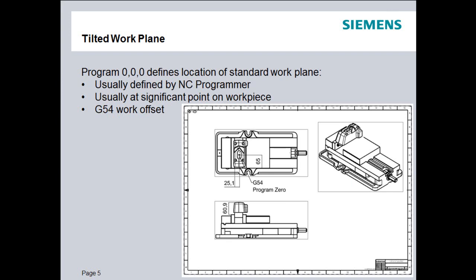The work plane can be defined as a location on the part. Typically we do this by setting up a program 000. Sometimes people will call that a work offset or a G54-0. Usually that's defined by the NC programmer where that location is, and then the setup person at the machine tool will physically dial in that location and make that the 000 position for this particular NC program.